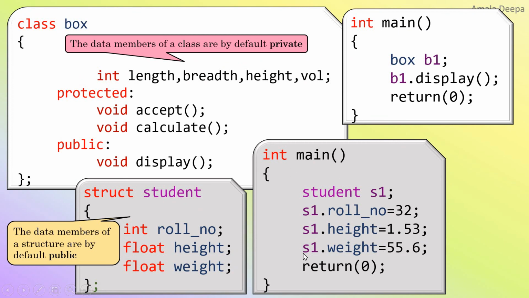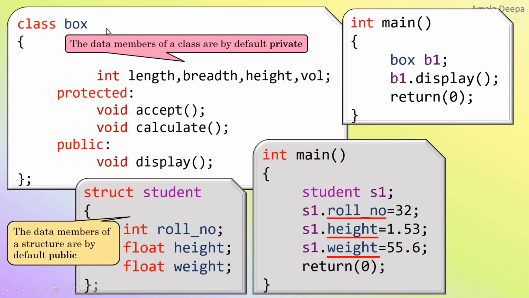Here in this main function, I am able to access the members of this structure student by writing s1.roll number, s1.height and s1.weight, because these members, roll number, height and weight, are by default public, and you know that public members can be accessed from outside the class also. That is why I am able to access them in the main function.